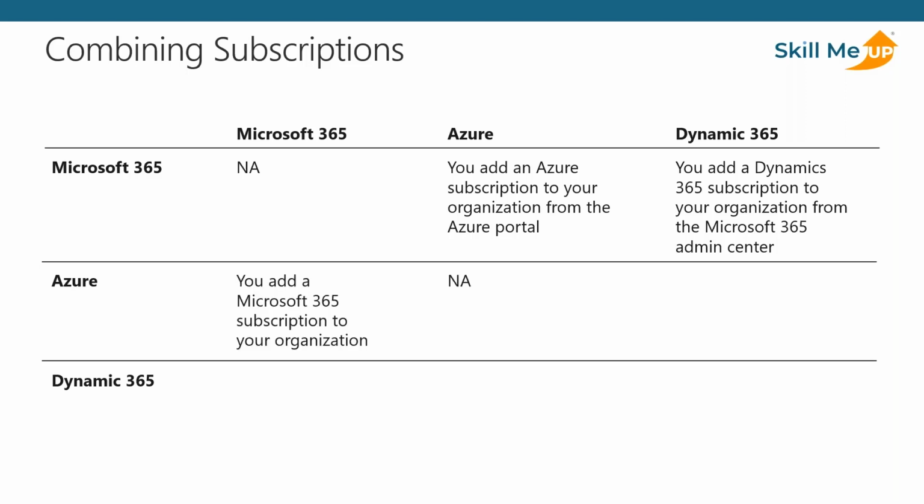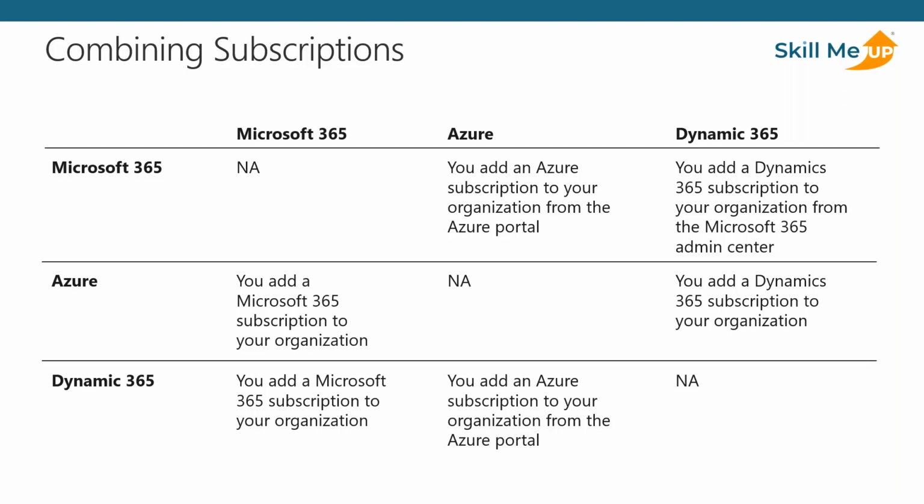Now, if I were starting with an Azure tenant, then I can add a Microsoft 365 subscription to that organization as well. I obviously can't add another Azure to an Azure, but I can add a Dynamics 365. And then for Dynamics 365, I can do the same thing. I can add a 365 subscription, add an Azure one as well.